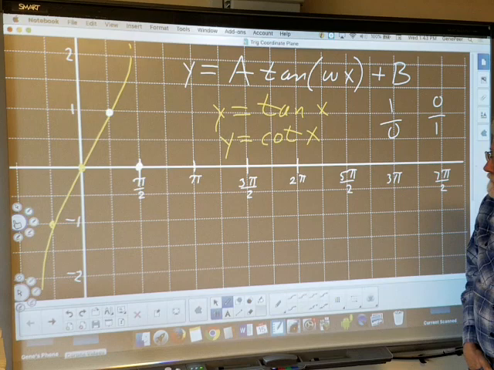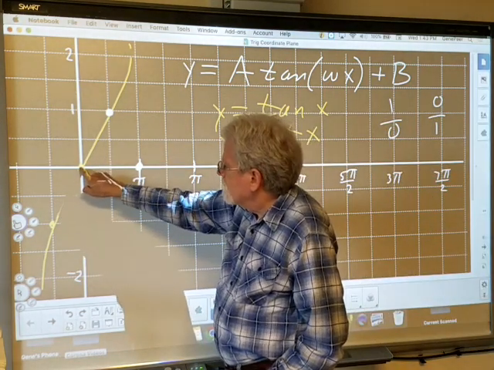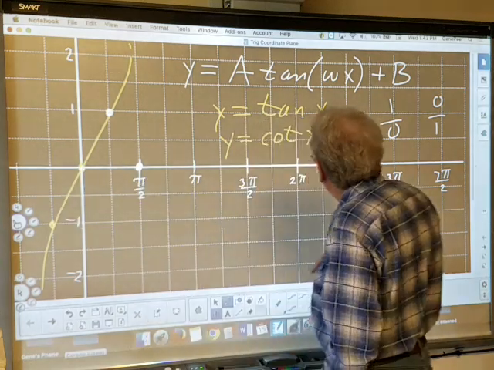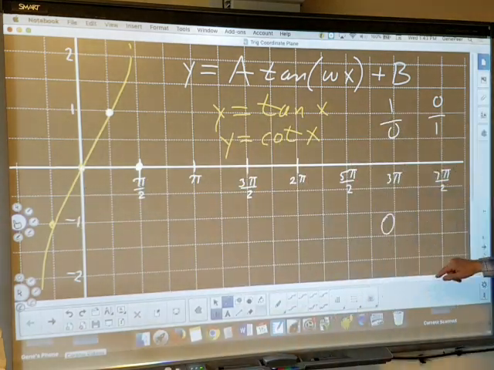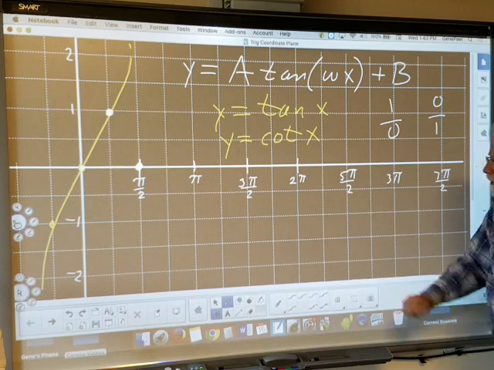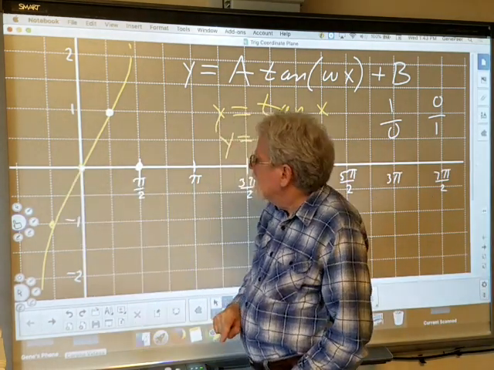Interesting. But then what's the reciprocal of this point? This was the tangent point. It passed through 0, 0. What's the reciprocal of 0? Well, it doesn't exist. But the reciprocal of 0 would be 1/0, which becomes another asymptote. So we actually have an asymptote where we used to have a 0.